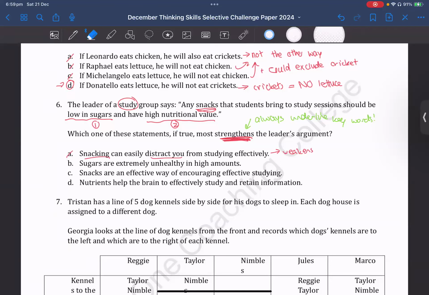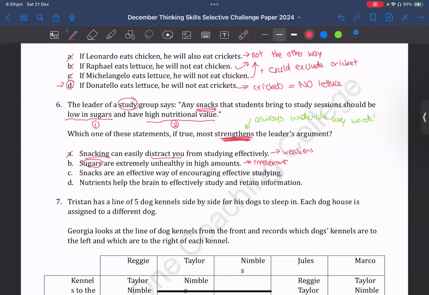Sugars are extremely unhealthy in high amounts. This is irrelevant. See, the way they're trying to do this is that they're going for sugars and sugars. So please make sure you read that key line carefully so you can understand what it means. So this is actually irrelevant. They've just thrown the keyword sugar in to trick you.